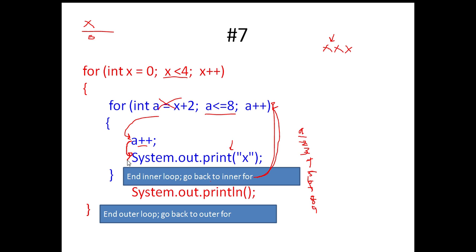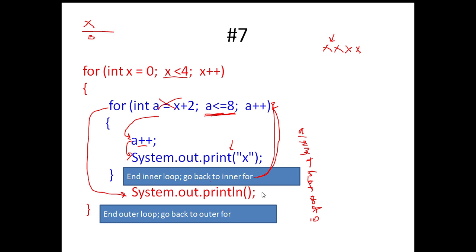Nothing tells us to stop the loop. We just go to the next line down. Now we're going to print x. The next line down says end of inner loop, go back to inner for. We increment, and then we test it. Now the test we fail. So now this is failed, the test is false. We kick out of the inner loop and we go to the next line down.